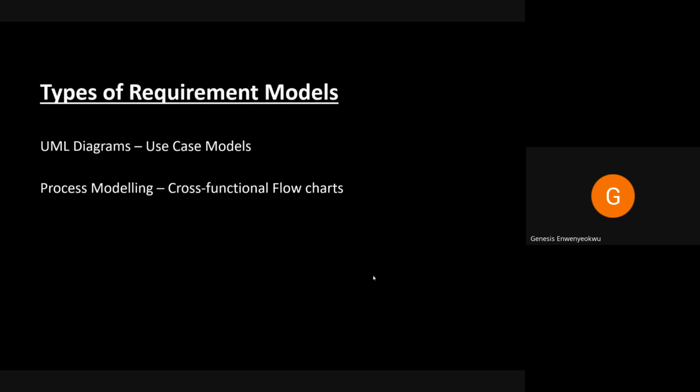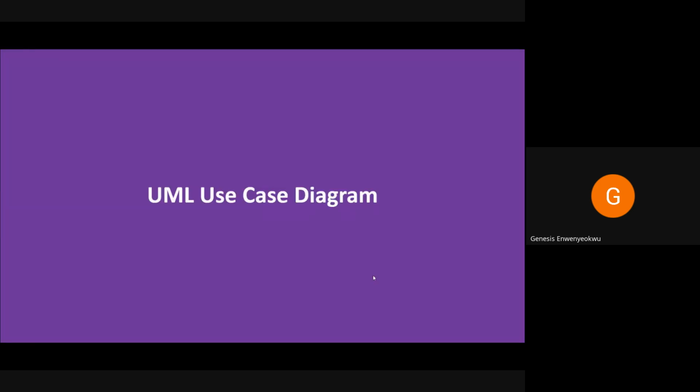As I mentioned in the beginning, there are two most commonly used requirements models in IT. One is the use case model. The other one is the process model. For process modeling, we'll take a look at that on Saturday, narrowing down to cross-functional flowcharts. But for today, we are just going to discuss the use case model: what it is, how we draw it, and what the components of a use case model are. So let's dive right into use case modeling.